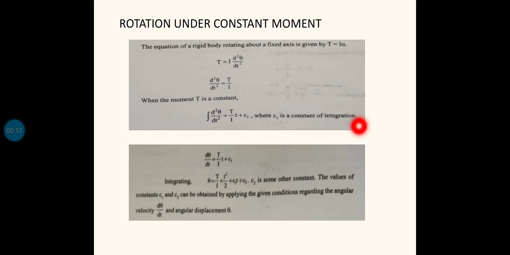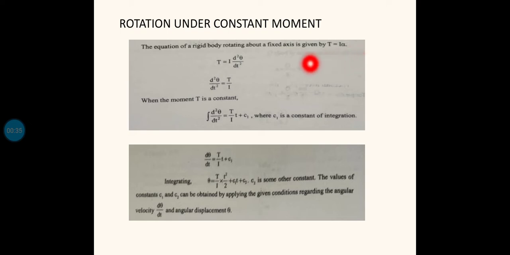The equation of a rigid body rotating about a fixed axis is given by T = I alpha. This equation we have already seen. The general equation for a rigid body rotating about a fixed axis is T = I alpha, where I is the moment of inertia and alpha is the angular acceleration.